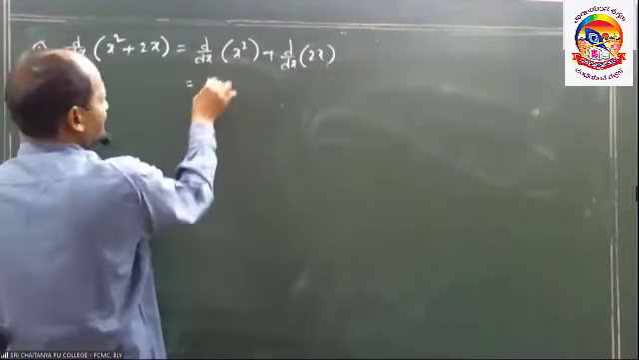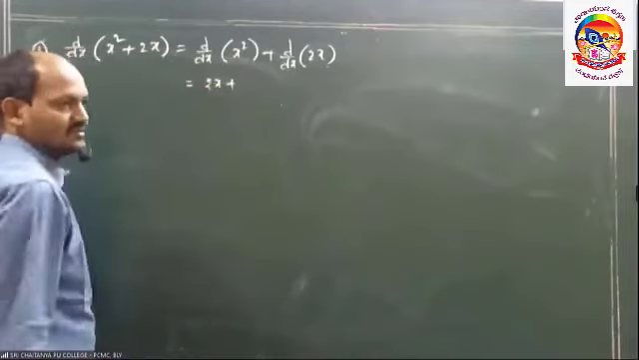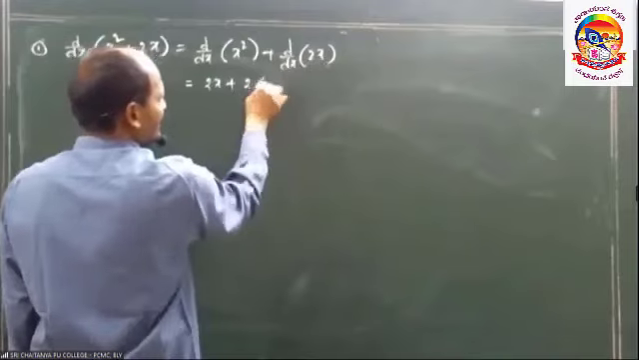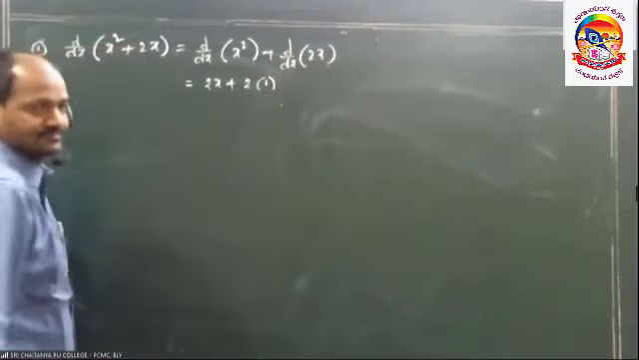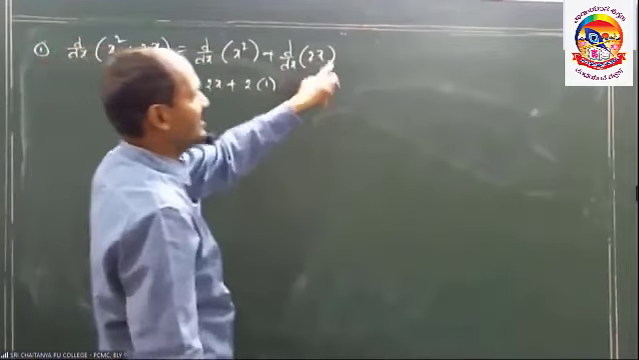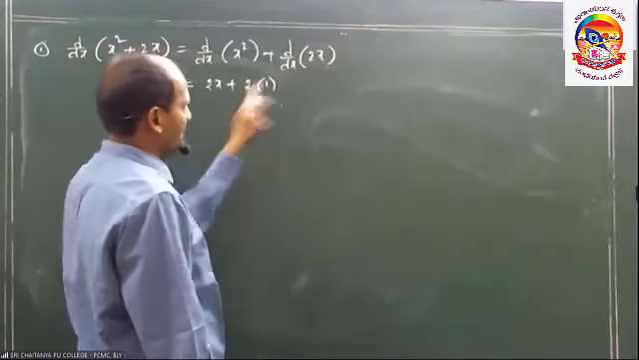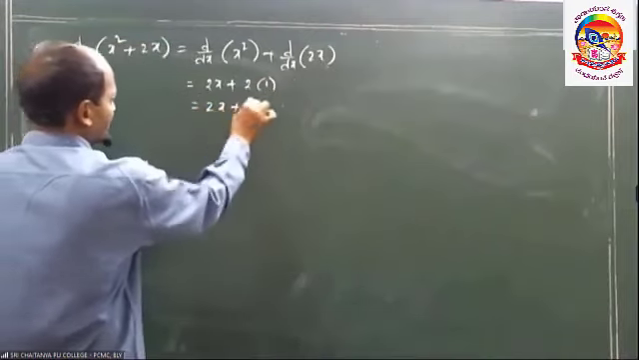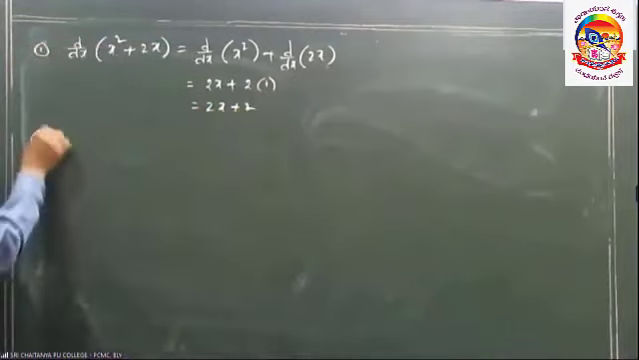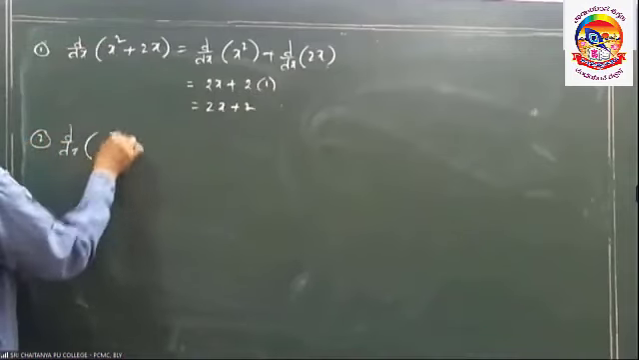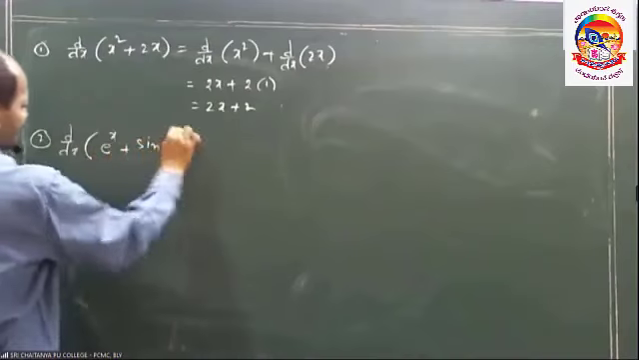What about derivative of x square? 2x. Derivative of 2x, 2 is a constant into derivative of x, which is 1. Okay, derivative of x square formula is 2x. Derivative of 2x, 2 into derivative of x, that is 1. So 2x plus 2.